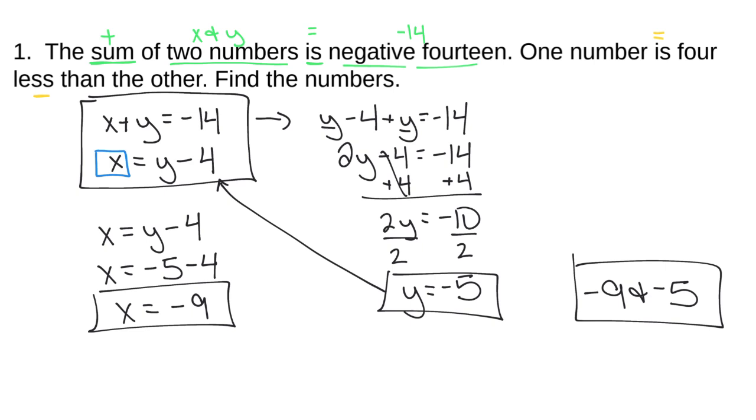You can do a quick check by making sure this makes sense. The first sentence says the sum of the two numbers is -14. If you add these together, do you get -14? Sure you do. One number is 4 less than the other. -9 is 4 less than -5, also checks.